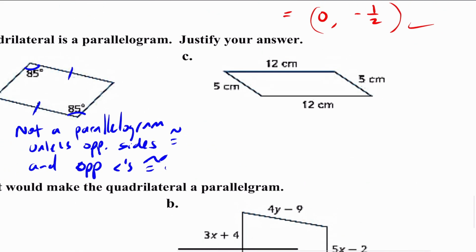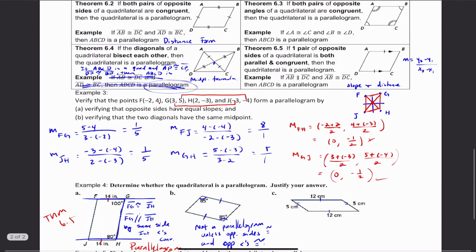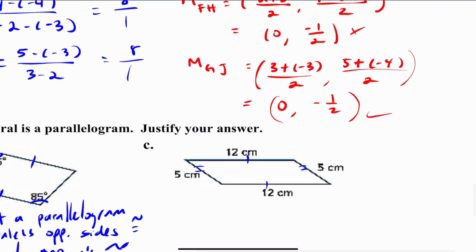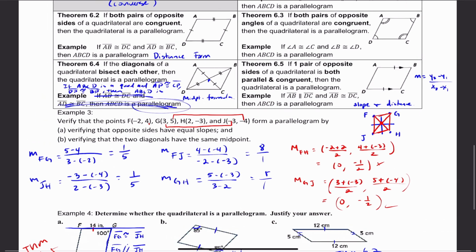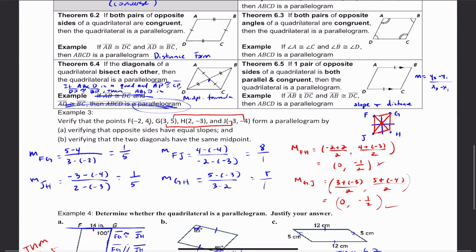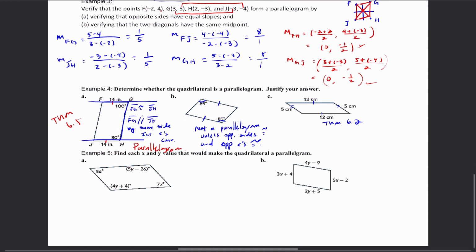All right, C, look at this. I can see that this is a quadrilateral. This side here and this side are congruent, and then this side here and this side are congruent. So based on theorem 6.2, which states that if both pairs of opposite sides of a quadrilateral are congruent, then the quadrilateral is a parallelogram. So that's indeed congruent, okay? So it is a parallelogram.